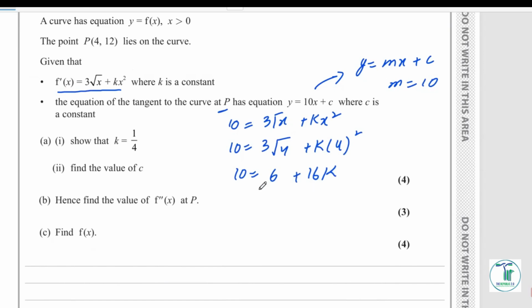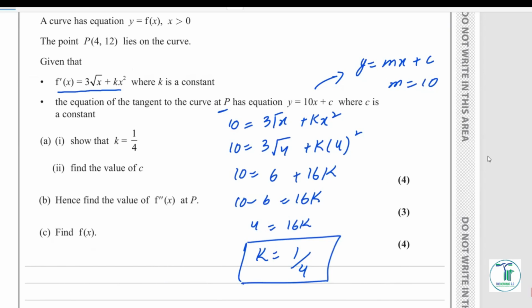And now I'm just going to simplify that down. So I must be having 10 minus 6 is equal to 16k, 4 is equal to 16k, and k comes out to be 1 by 4. So that is how I'm going to get myself the value of k.